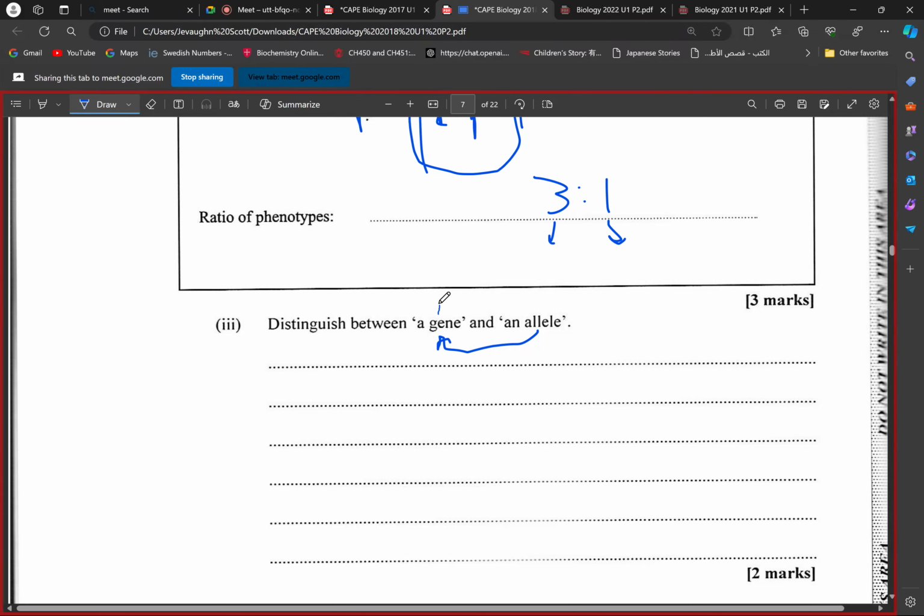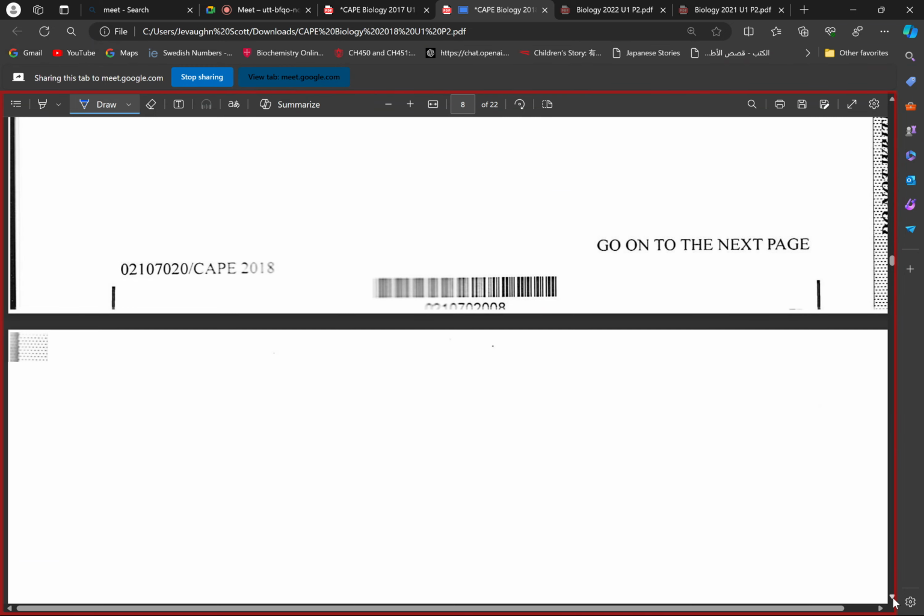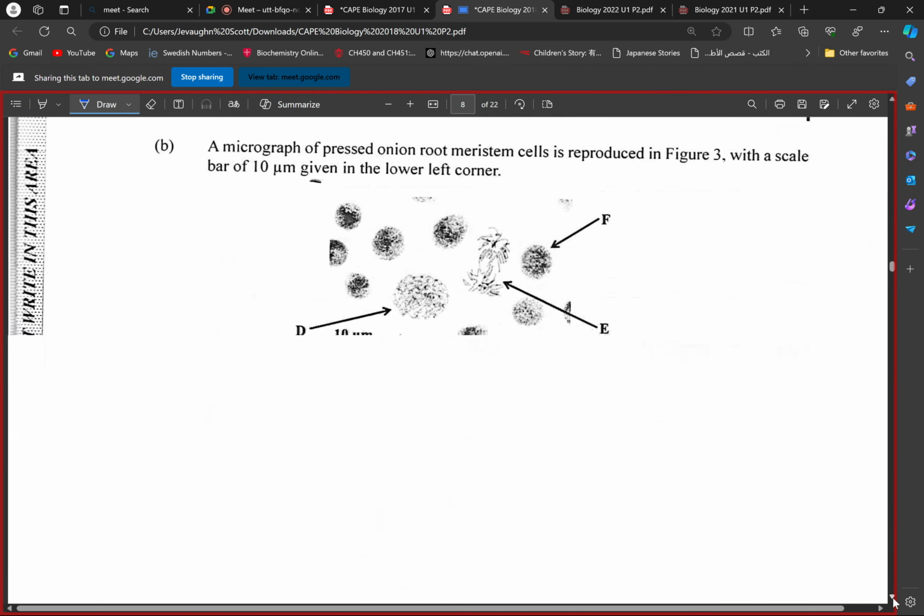So a gene codes for a specific characteristic, but the allele changes the type of characteristic, or what characteristic that gene gives. So the gene could be for eye color, but the allele could be, let's say, a gene for brown eye color versus blue eye color versus chestnut eye color. So a gene codes for a specific phenotype or characteristic. An allele is a different form or variant of the same gene. Lovely. Let's move on.